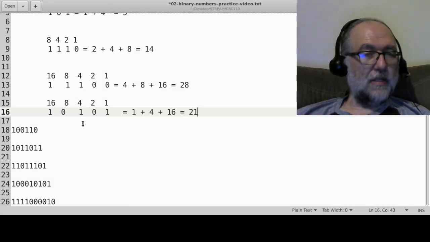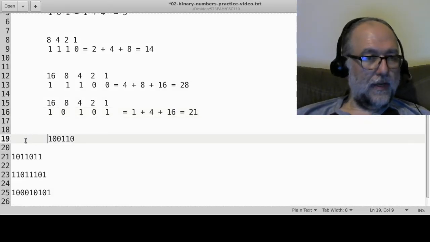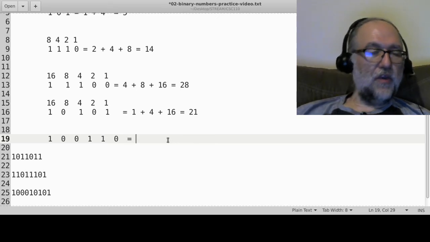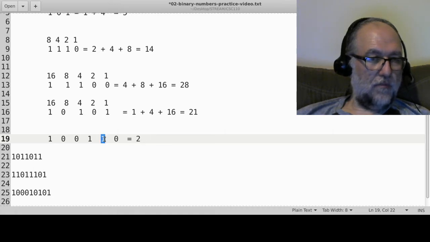Okay, let's practice a little bit more. Let's take a look at this one. All right, and let's see if we can do it without putting the columns on top. This is the ones column, right? How many ones do you have? None. Okay, good. This is the twos column, right? And you have a 1 in the twos column. All right, so we have 2. What column is that? Well, that was the ones, that was the twos, so we're up to the fours. So I have a 4.